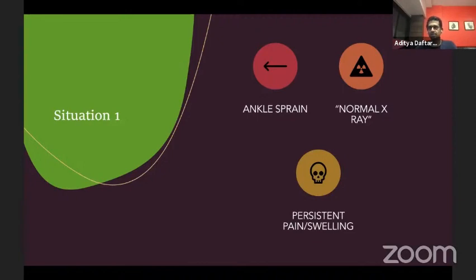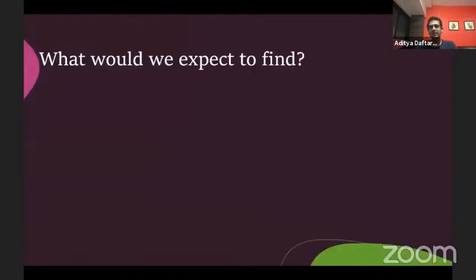And in an ankle sprain, we end up looking at a normal X-ray. Usually you end up with a normal X-ray, but the patient comes back to you with persistent pain and swelling. Now, typically these patients would go down the path of getting an MRI. But sometimes you may not have it available, or the MRI is not really giving you all the things that explain why the person has a problem, in which case you might consider doing a CT. And what would you expect to find on this?